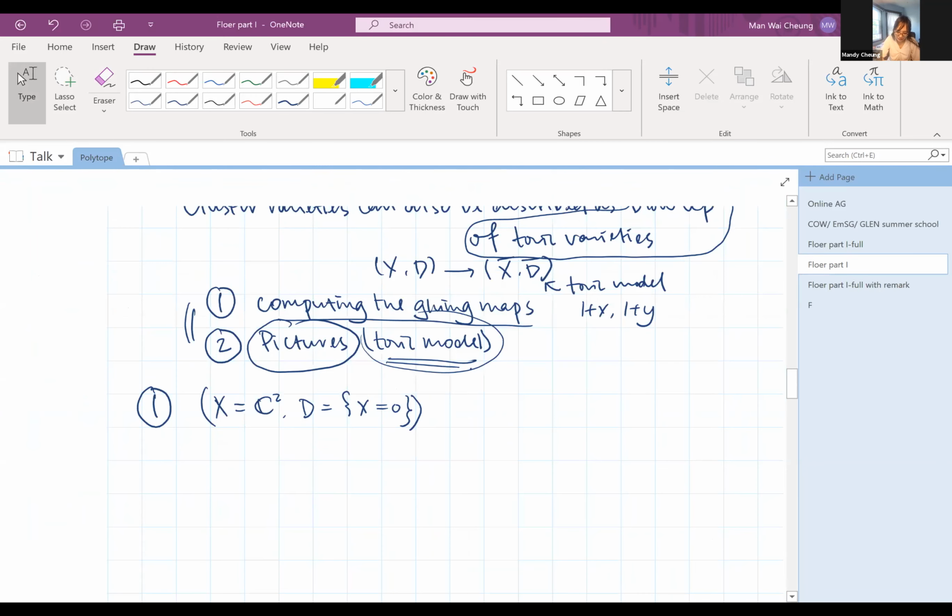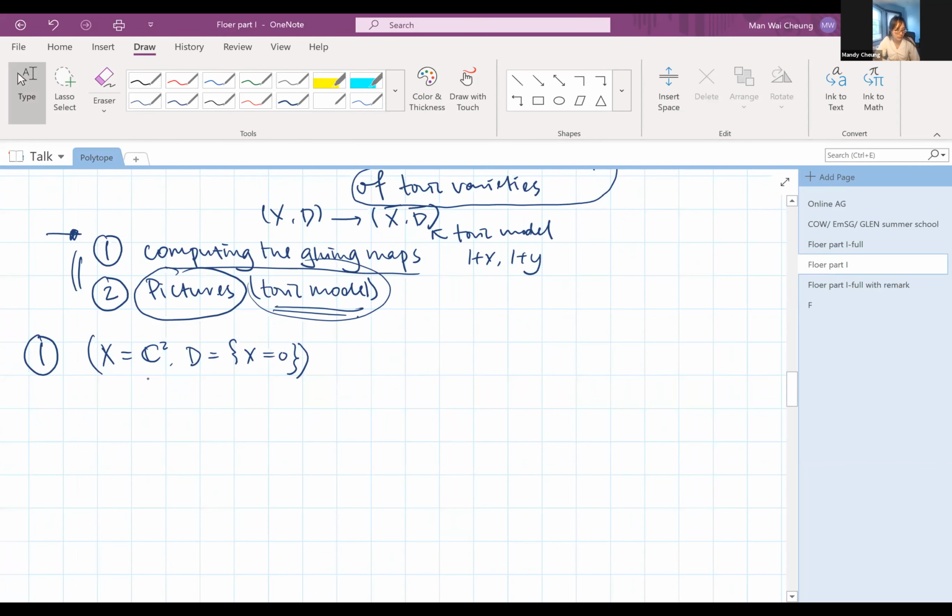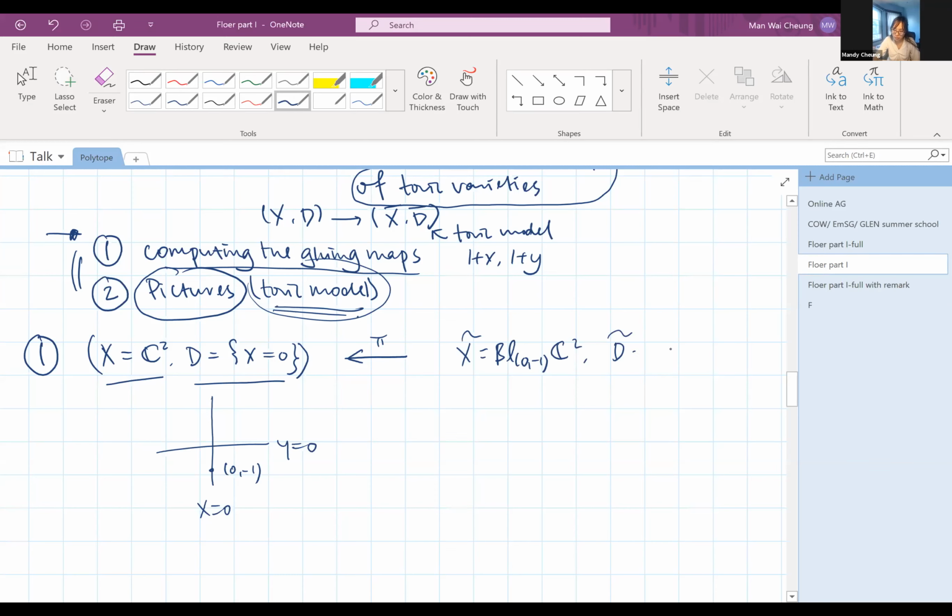So for the first illustration, let us simplify the story and just talk about A2, the complex C2, and then we are just looking at this divisor x is 0. So we are having this x is 0, y is 0, and then we want to blow up at the point (0, -1). So we blow up at (0, -1), and then we have the proper transform of the divisor, going this way, something like that.